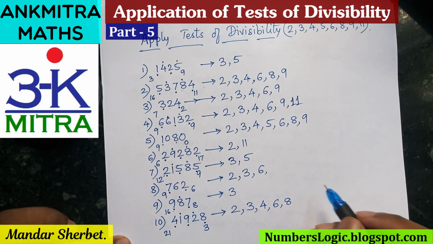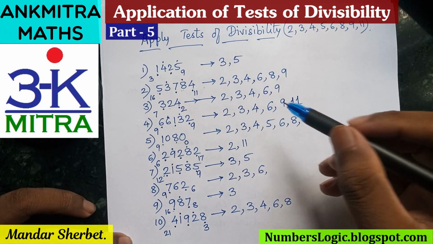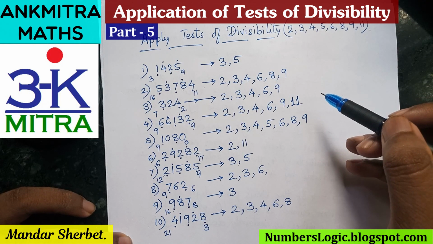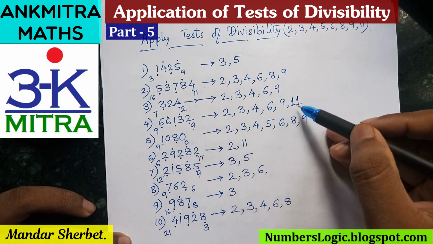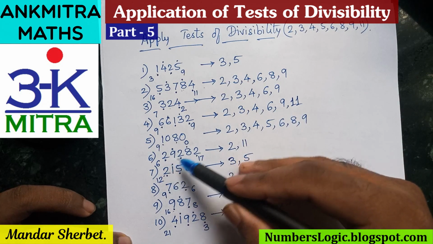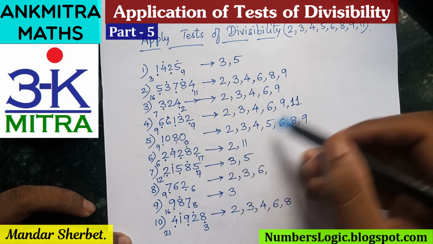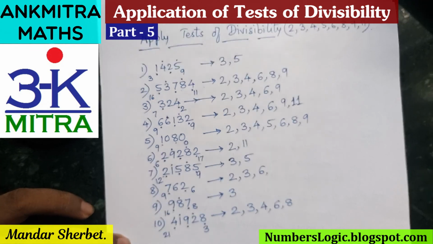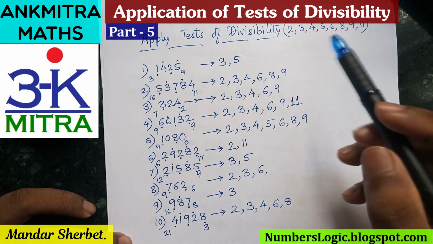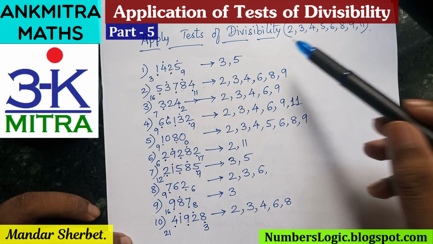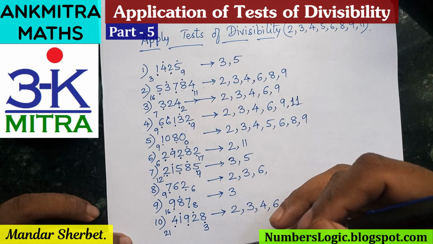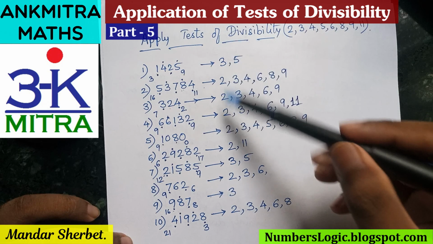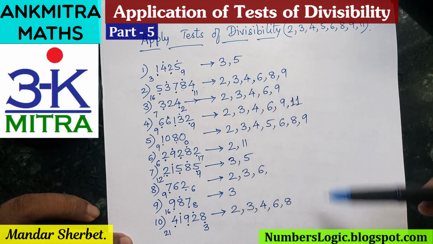Okay, so we found that only two of these numbers were divisible by 11. This one, the fourth number 66,132, and the sixth number 29,282. Only these two numbers were divisible by 11. We have now completed the divisibility tests for all of these given 10 numbers, and we have already written down which ones are divisible by which of these numbers.